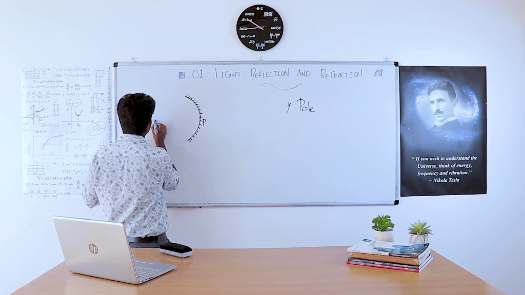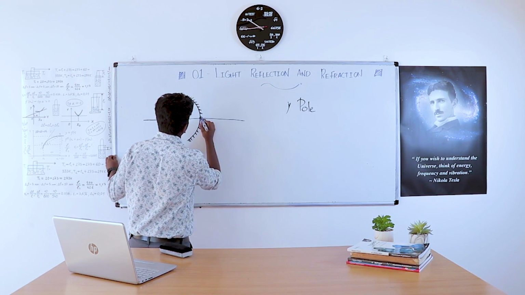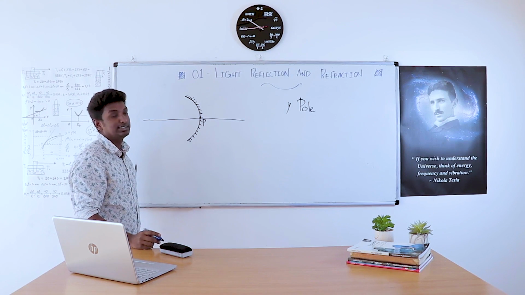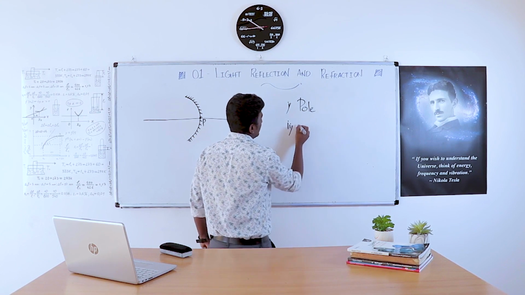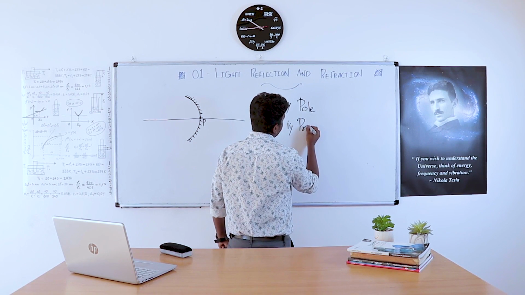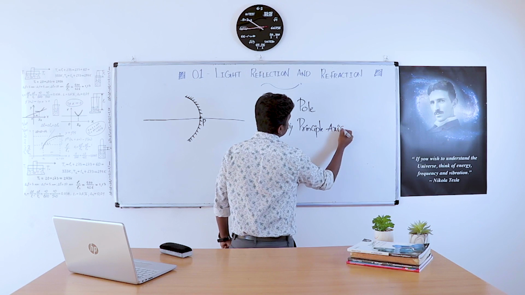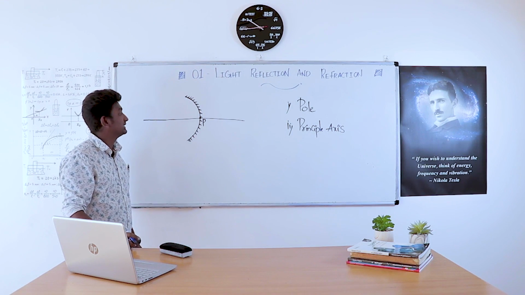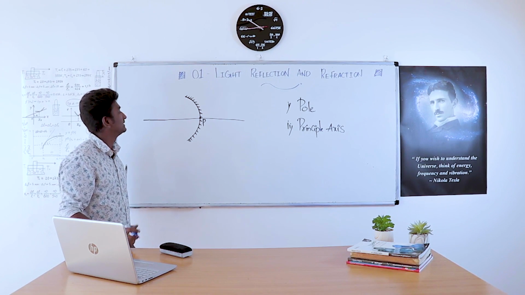Now I am drawing a straight line axis which is passing through this pole. This straight line axis passing through the pole is known as the principal axis. So what do you mean by principal axis? The straight line axis passing through the pole is known as the principal axis.